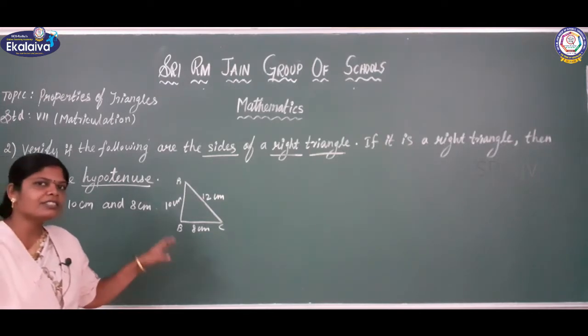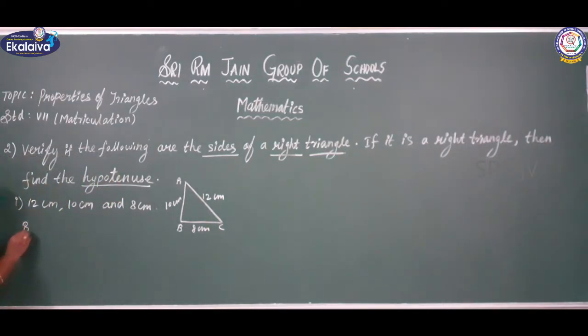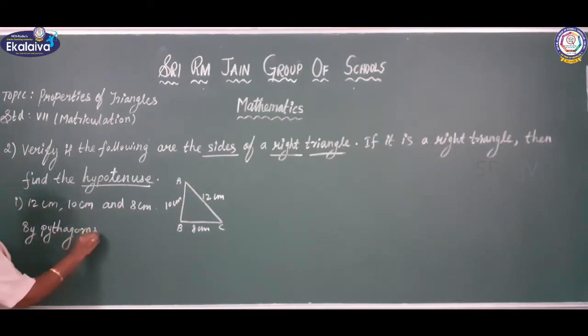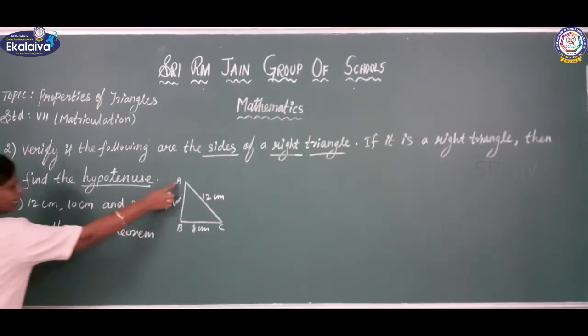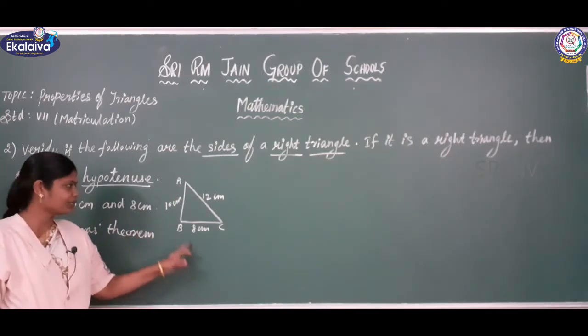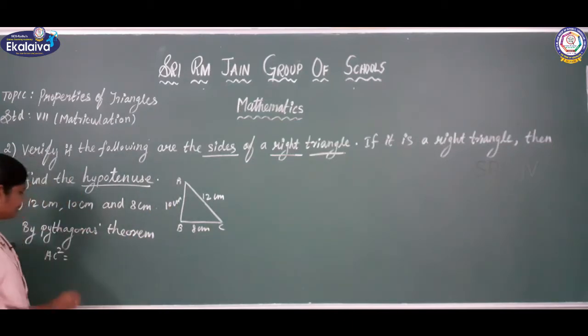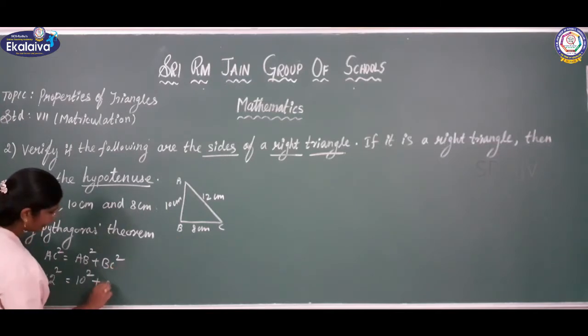Okay, so for checking this, we are going to use the Pythagoras theorem. Okay, so by Pythagoras theorem, the square of the hypotenuse, so AC square equal to the sum of the squares of the other two sides. So AB square plus BC square. Okay, here AC value 12. 12 square equal to AB square 10 square plus BC 8 square.